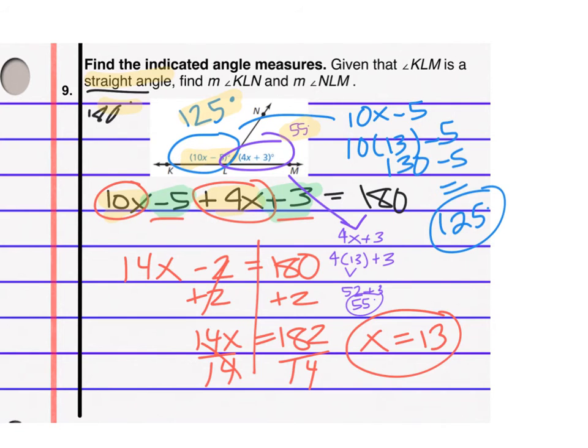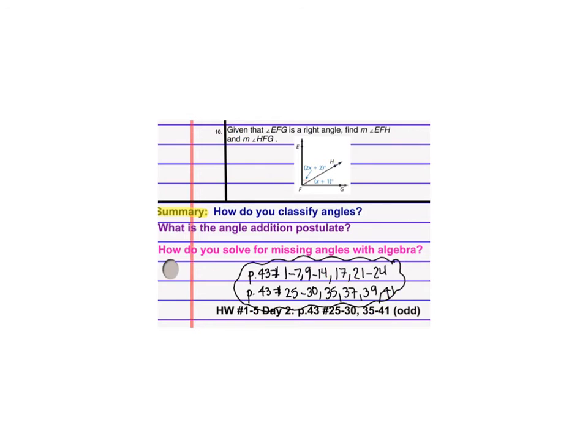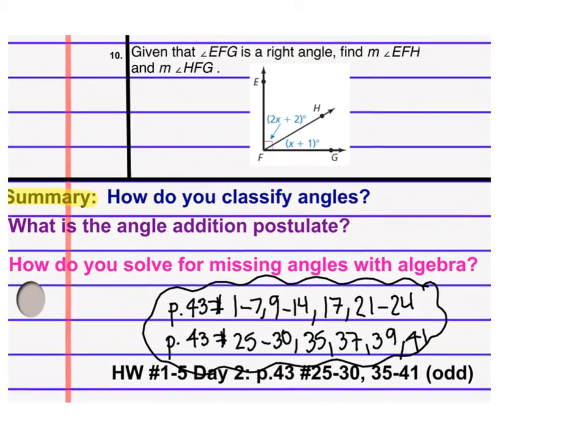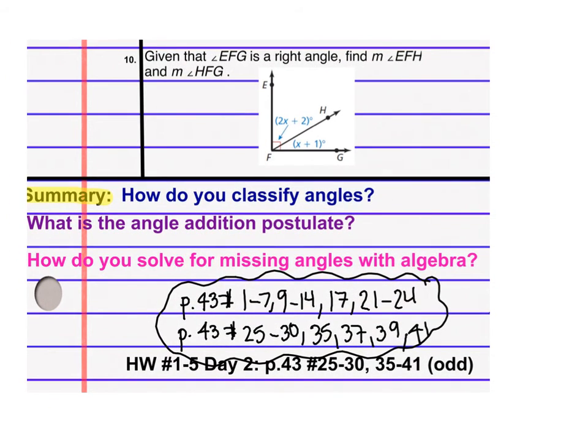So again, we added up our two expressions. We set it equal to 180 because it's a straight angle. We solved for x and got 13. We substituted in to each expression and got our answers. Okay, so you're going to do number 10 on your own. Find x, find the angles.